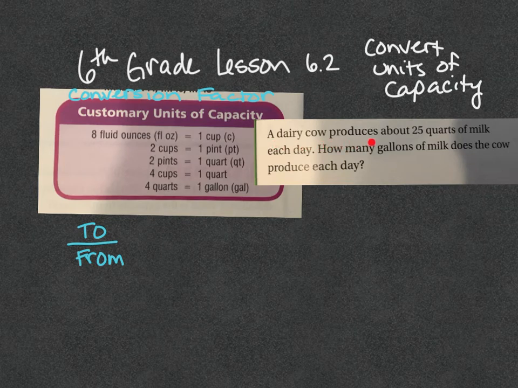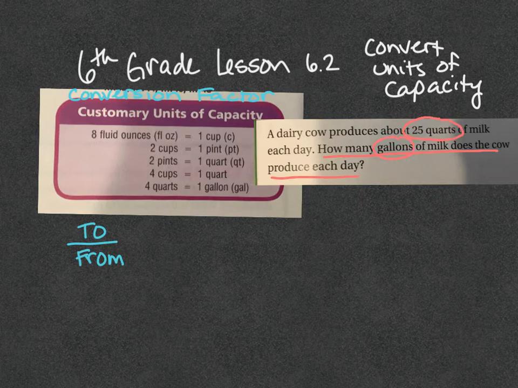A dairy cow produces about 25 quarts of milk each day. How many gallons of milk does the cow produce each day? So what I know, I'll go ahead and underline the question they've asked. How many gallons does the cow produce each day? The dairy cow, circle the information that we are given. The dairy cow produces about 25 quarts of milk each day. How many gallons is what they want to know.